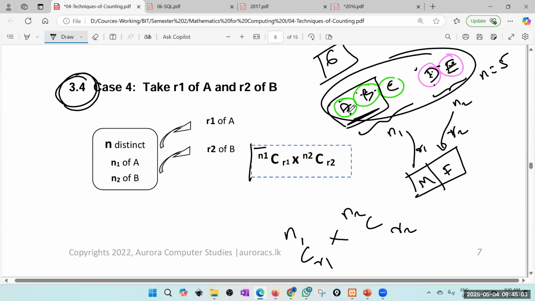So if you take it to the numbers, N1 is 3, that is 3C1, because R1 is 1 male, and here 2C1 into 2C1. And 3C1 is, remember, NC1 is N.